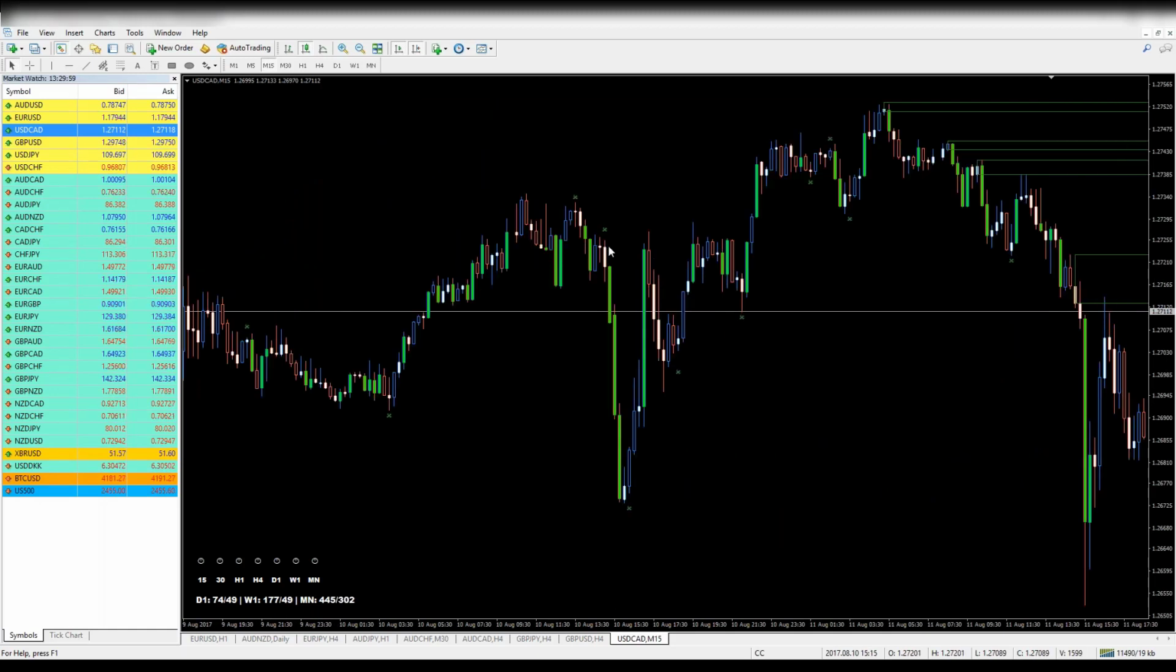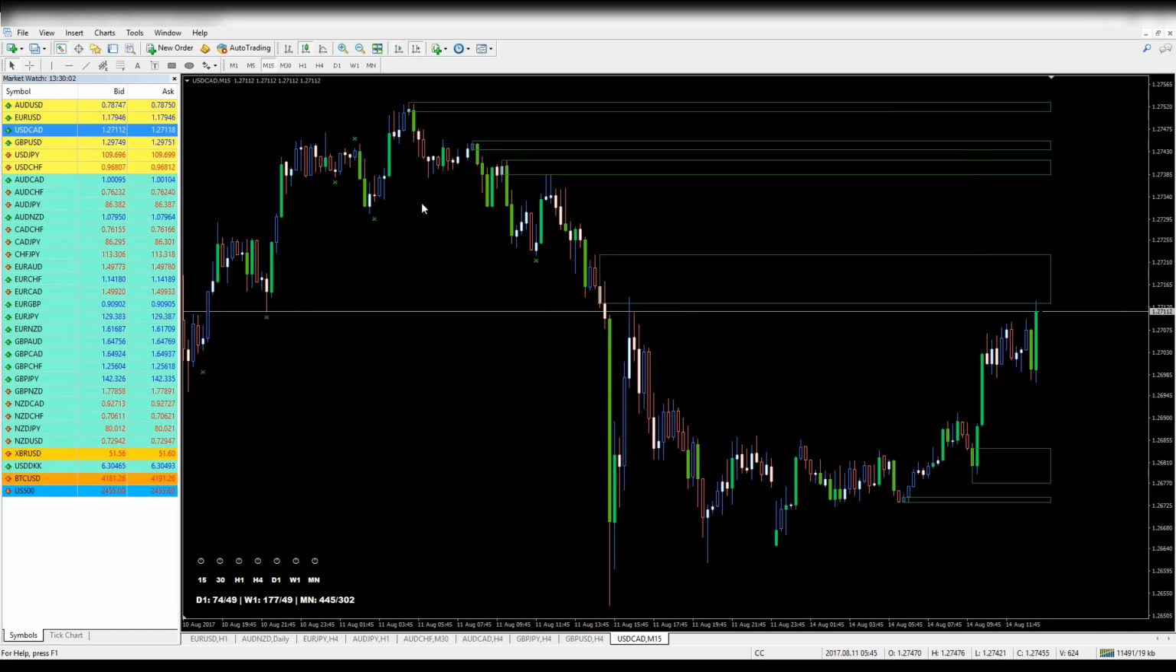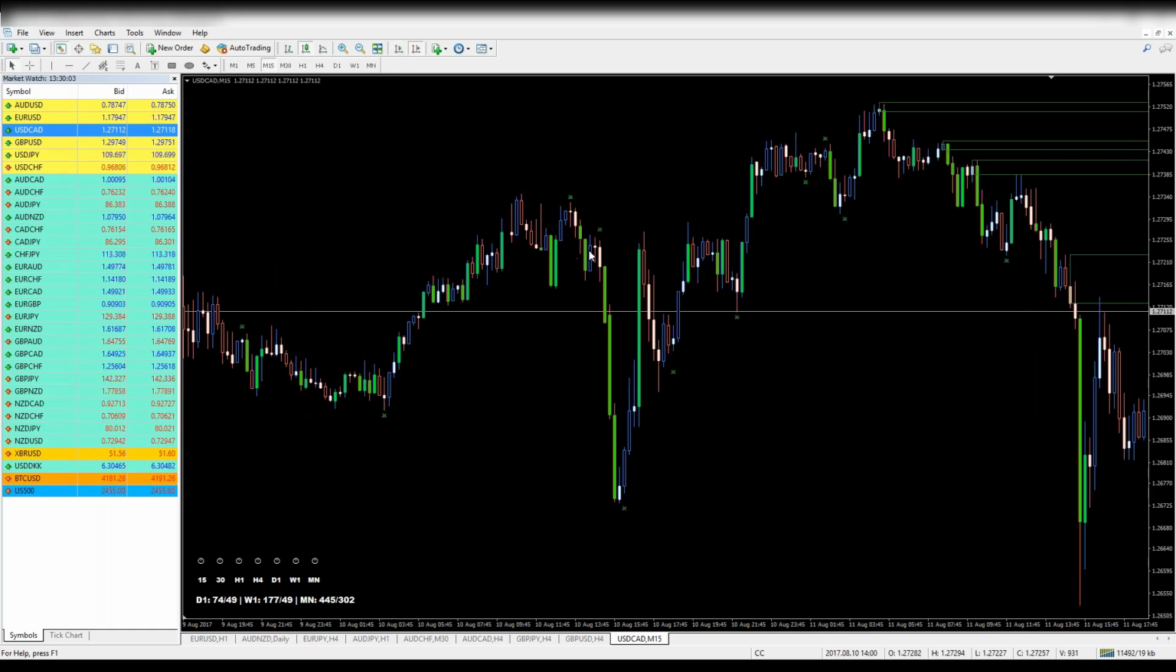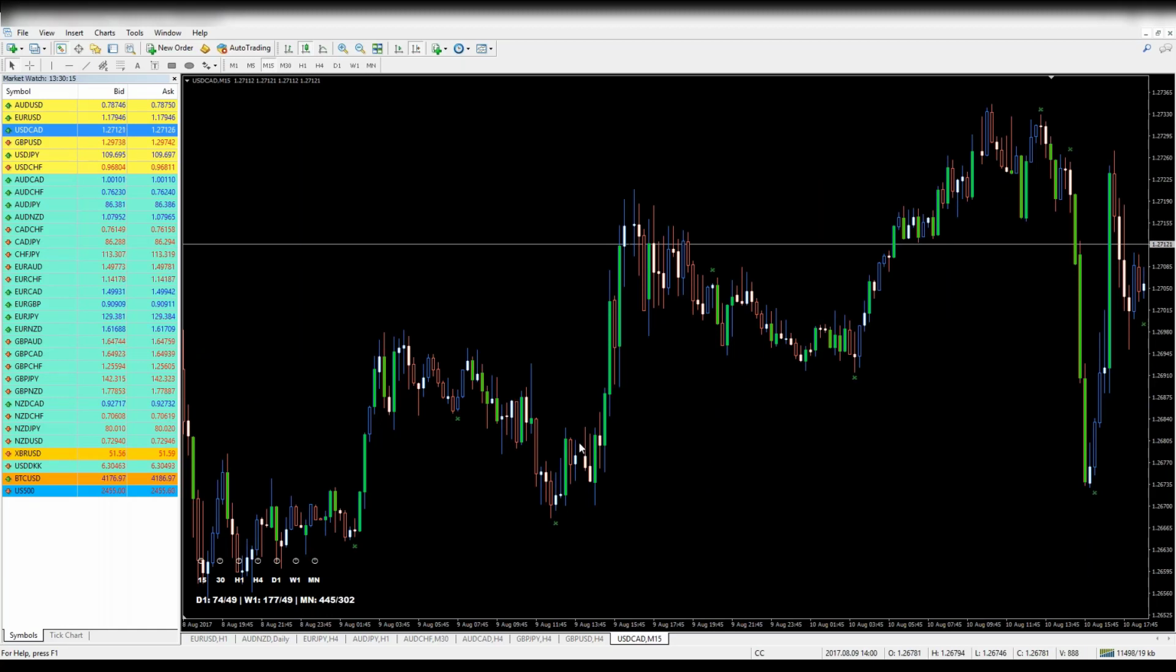So if we have a look here, you can see that we had some supply just here, which has been taken out. When this was established, look how price left it. 1, 2, 3 periods of bullish selling pressure. This is lovely. Price came back. This is where we tested before we left. We have a look here.